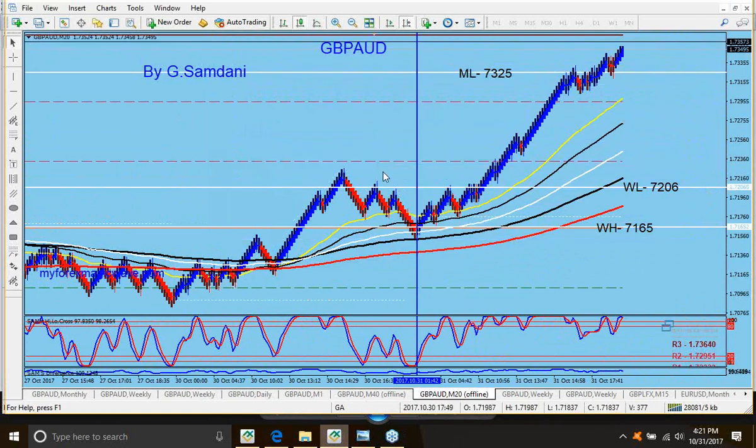So now you know the 7-minute chart, how to open the 7-minute chart.